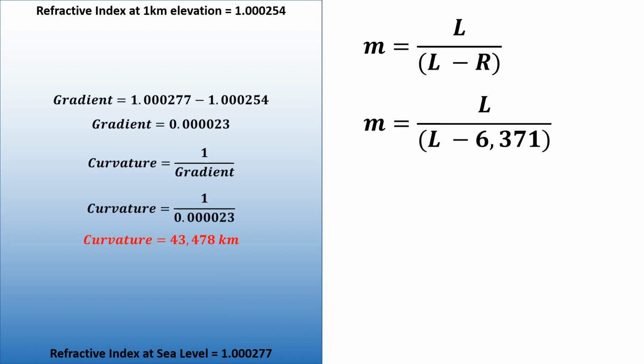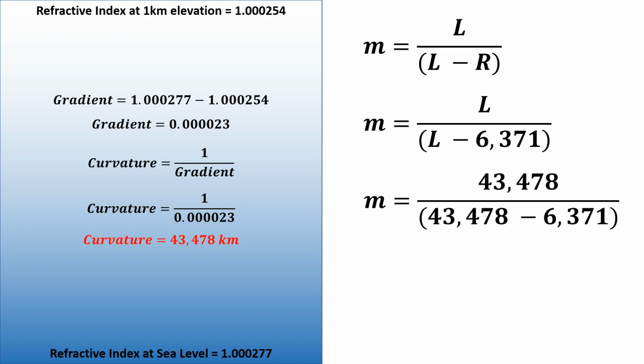Now to get the curvature of the light ray itself, we need to get the change in refractive index per kilometer, so just take one from the other to get the gradient, which in this case is 0.000023. And then to get the curvature of the light ray, we just take the reciprocal of that gradient, and that comes out to 43,478 kilometers. And that's what we plug into the formula. And that we get a value of 1.1717.